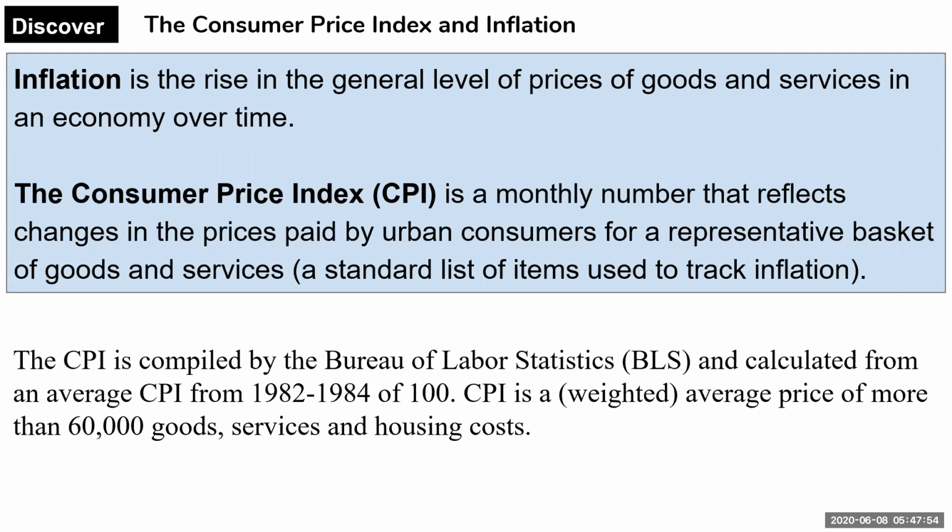A while ago, we looked at GDP and GDP per capita, where we said GDP is the market value of all officially recognized final goods and services produced within a country. And we said GDP per capita is the market value of all officially recognized goods and services produced within a country per person.